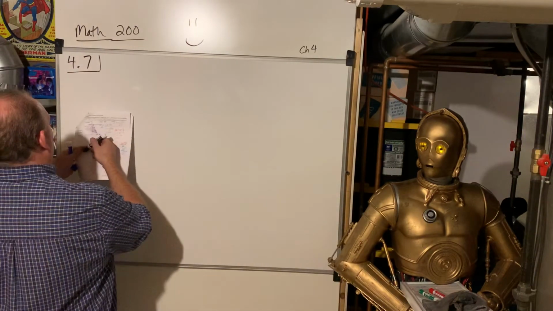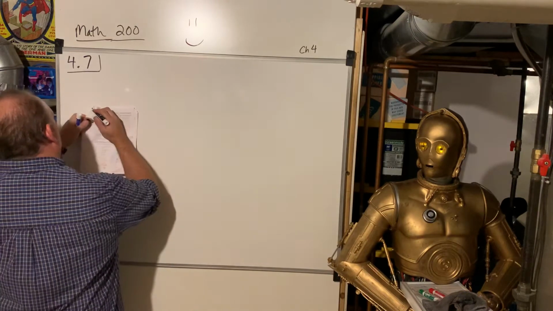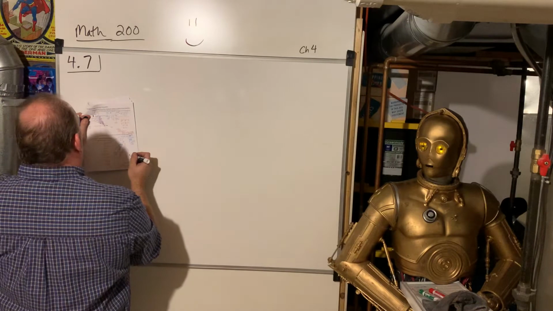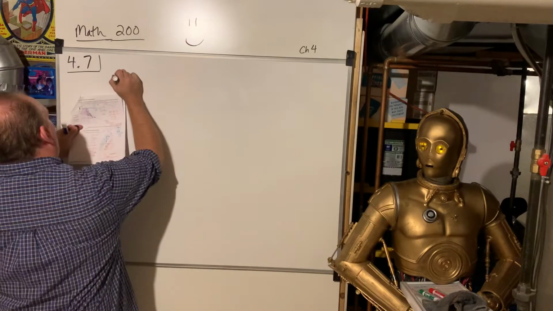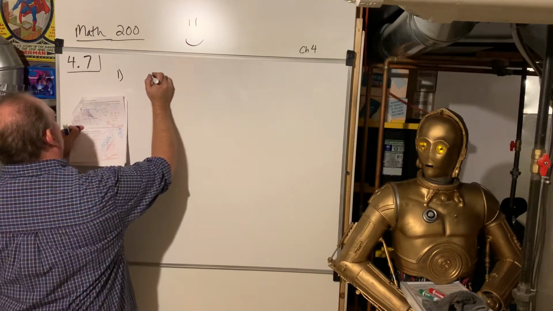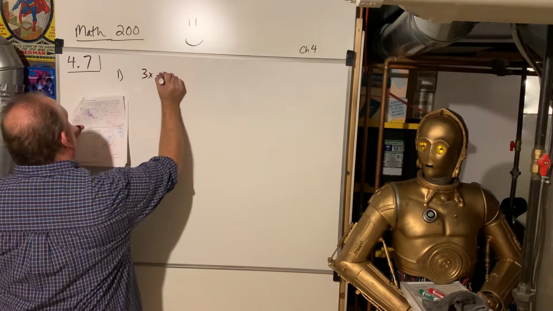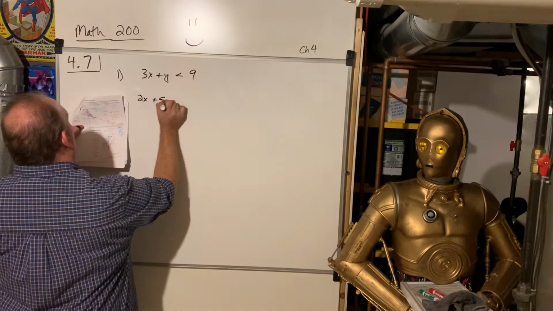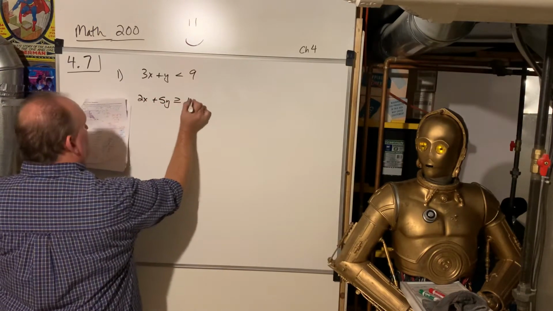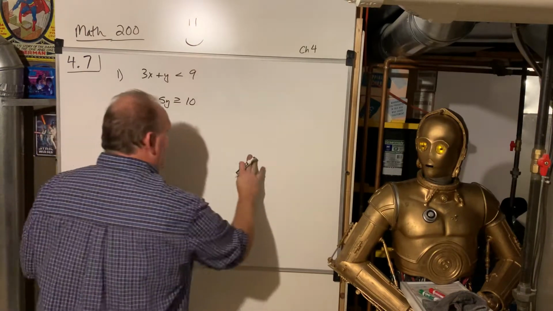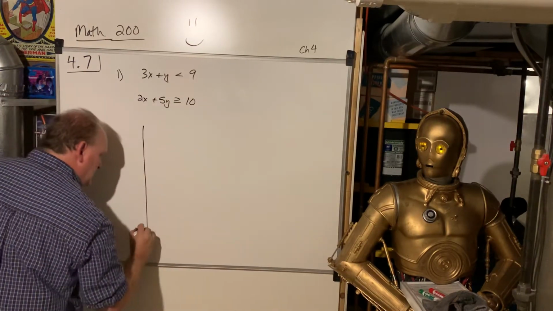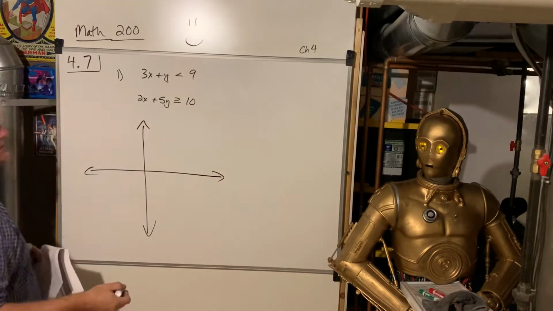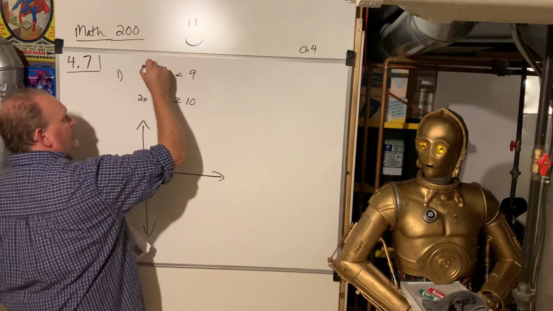So let's take a look at, oh, that should be a 1 and not a 3. Okay, so graph the solution of the system. They have 3x plus y is less than 9, and 2x plus 5y is greater than or equal to 10. And they want us to graph that system of linear inequalities on the same plane. So let's do that. First, to graph it, we have to solve for y.